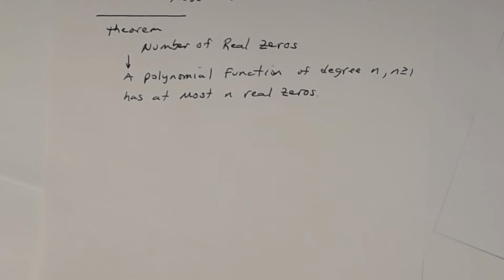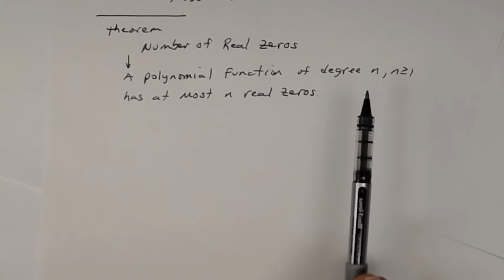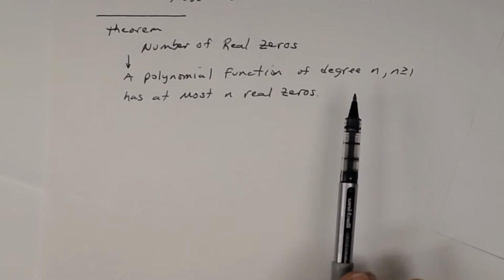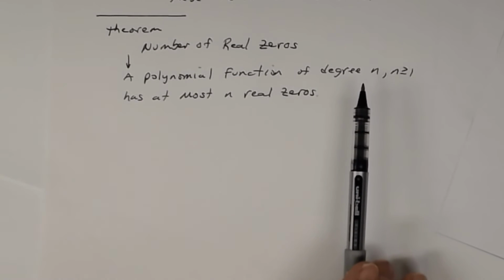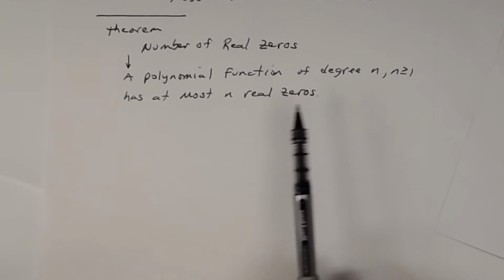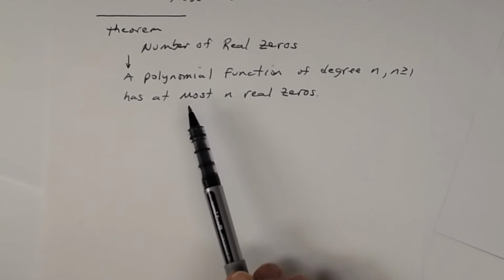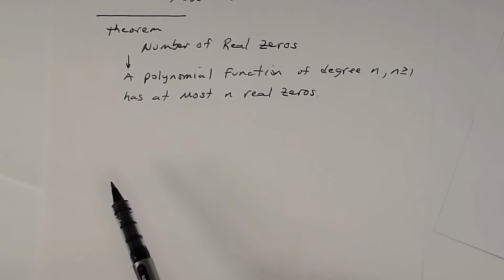Basically it says this: if you have a polynomial function of degree n, where n is greater than or equal to 1, so you can have a linear function. If the degree is 2, you have a quadratic. If the degree is 3, you have a cubic, and so on. In particular, a polynomial function of degree n has at most n real zeros. It doesn't say it has exactly n real zeros, right? It says it has at most n real zeros.